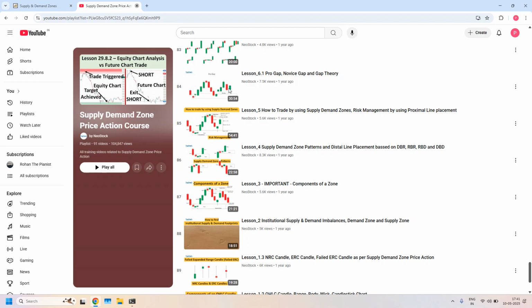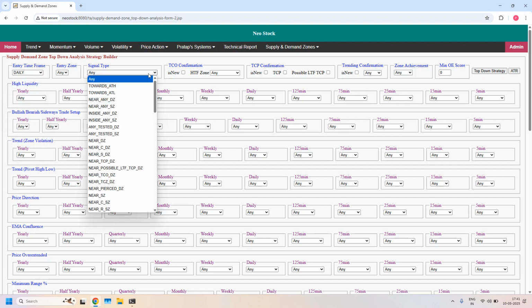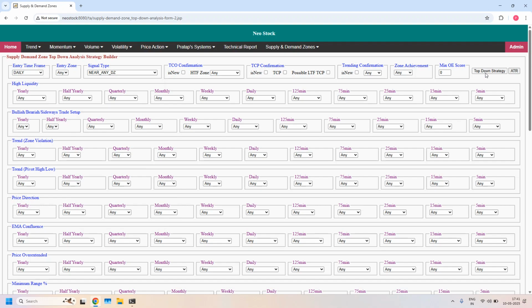Now let's get into report generation with the help of NeoStock Software Supply Demand Zone Top-Down Analysis Strategy Builder. Okay, first let us find the stocks near to the daily and 75 minutes high liquidity zones. So starting with the daily time frame, let us find the stocks near to the daily demand zone.